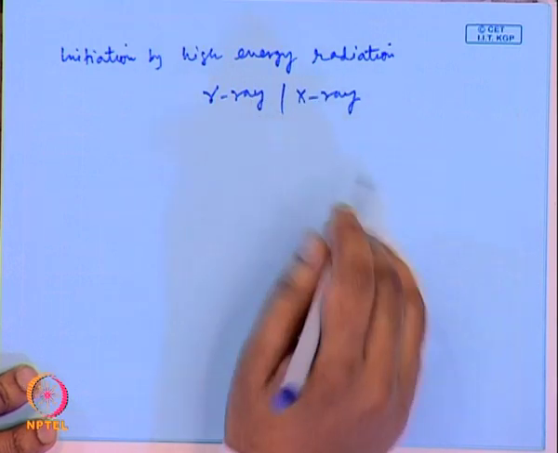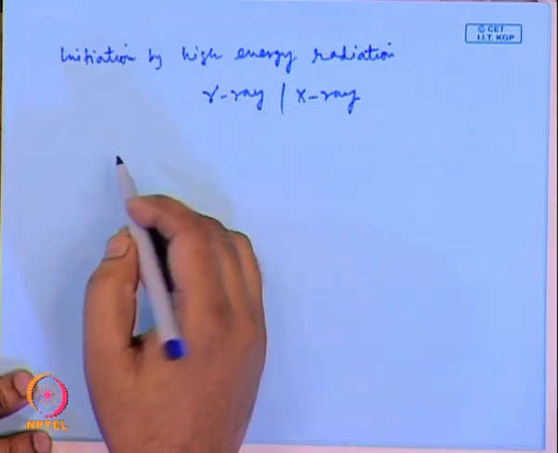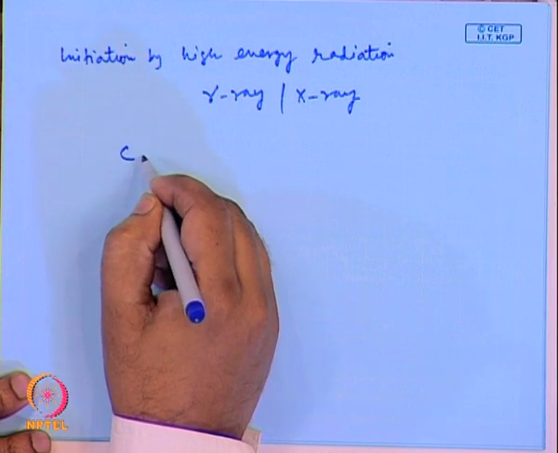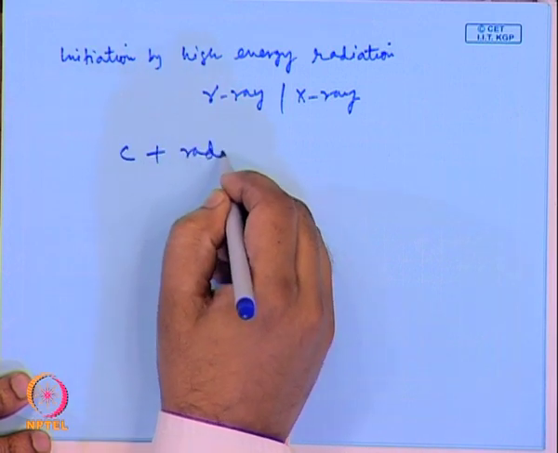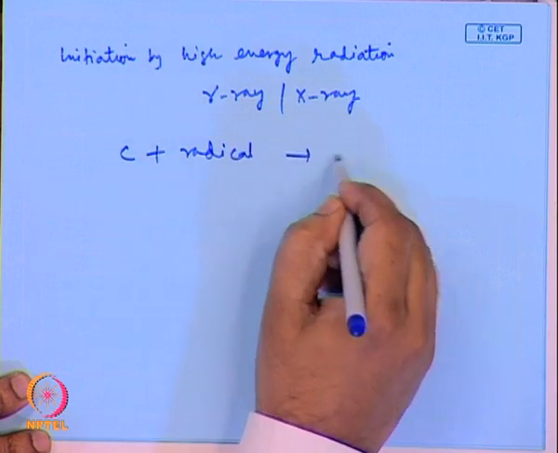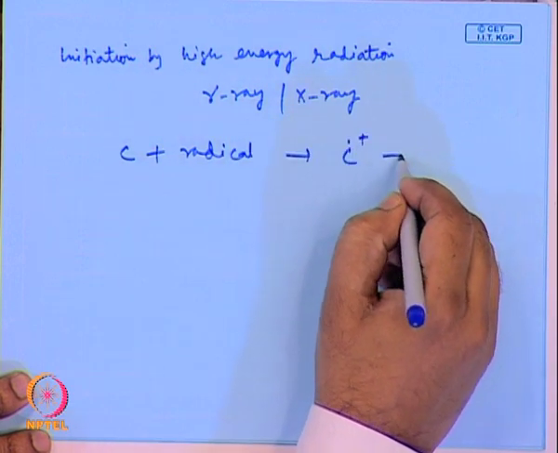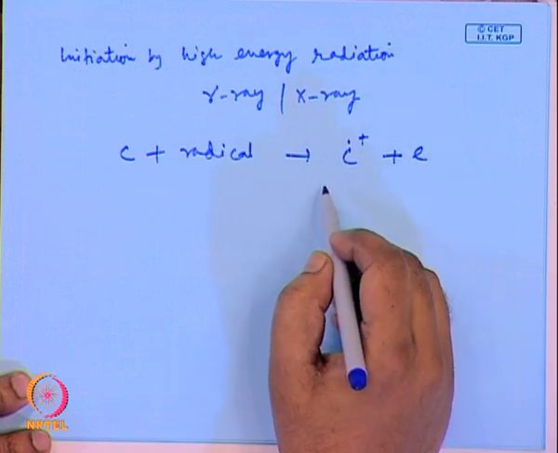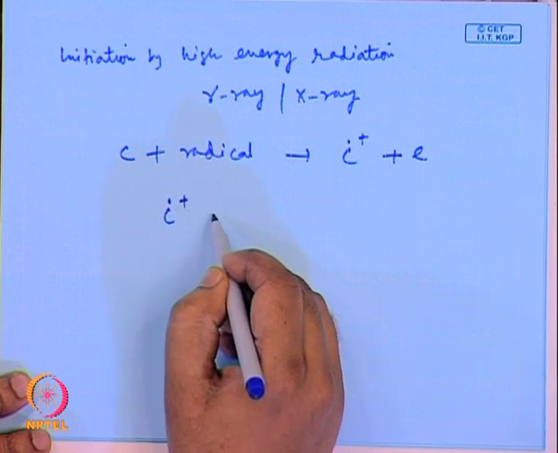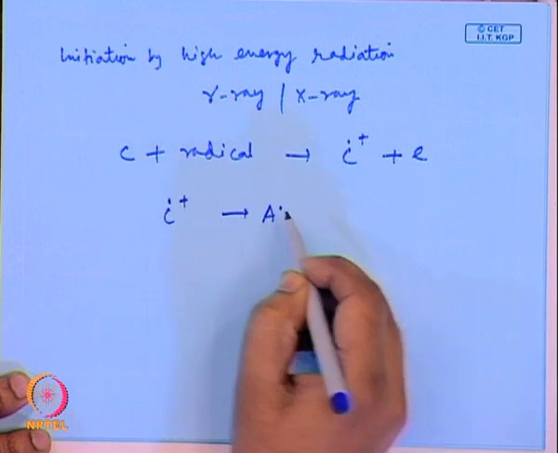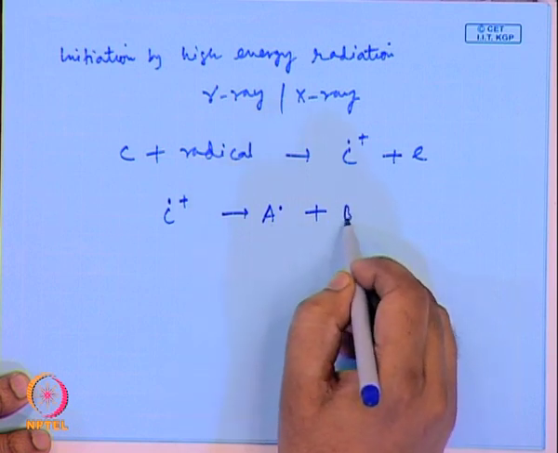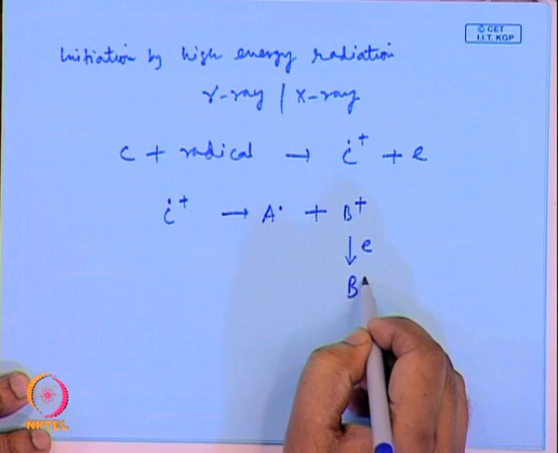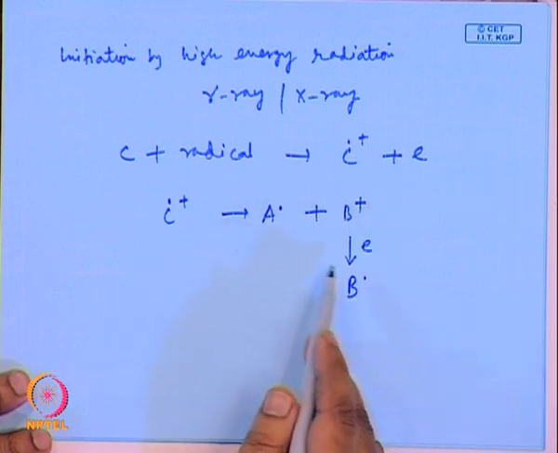Now, these are very high energy. So, when it reacts with say some organic molecule, it can form a radical cation and eject an electron, and this radical cation can dissociate into a radical and a cation, which can capture this electron and form another radical.